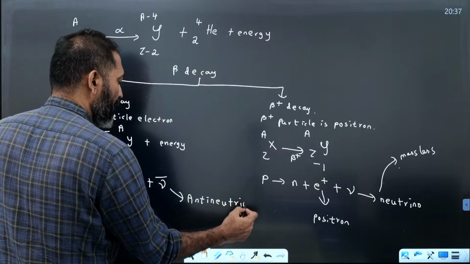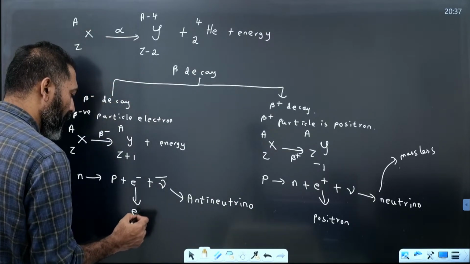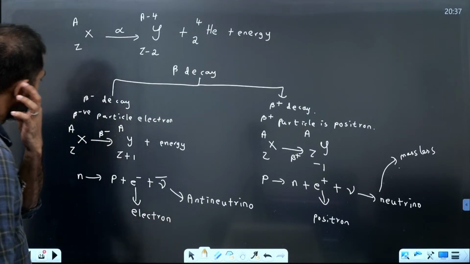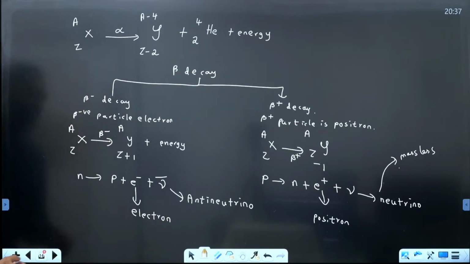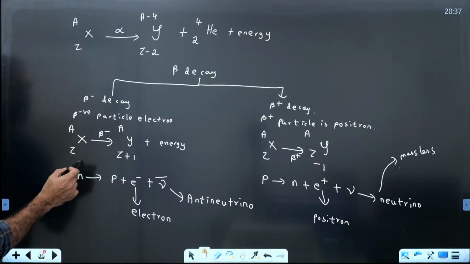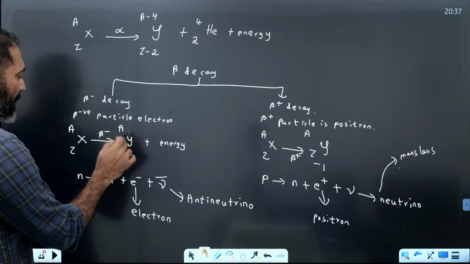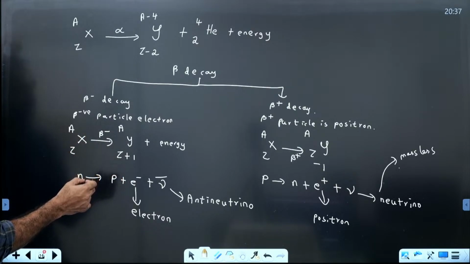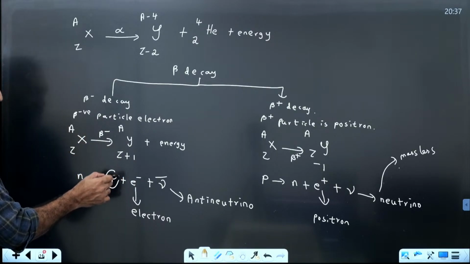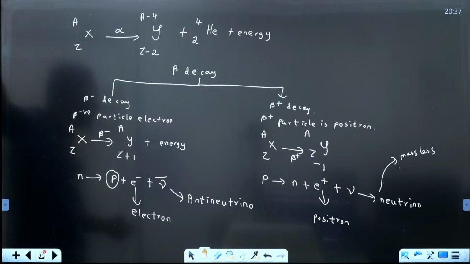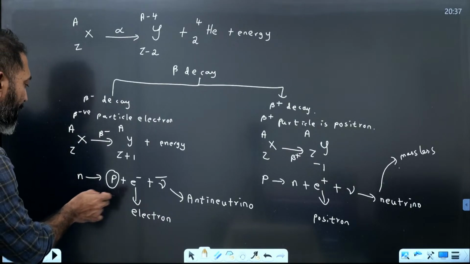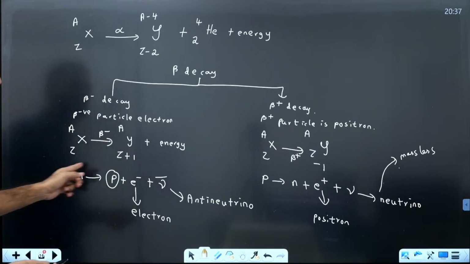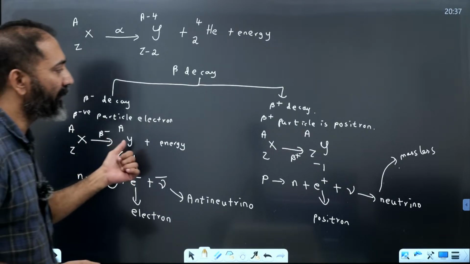And this one is the electron. So what happens in beta negative decay? There is no change in mass number, and atomic number increases by 1. Why does the atomic number increase? Because one proton is produced. What is the atomic number? The number of protons. After the reaction, one extra proton comes. That is the reason why atomic number increases by 1 in beta negative decay.